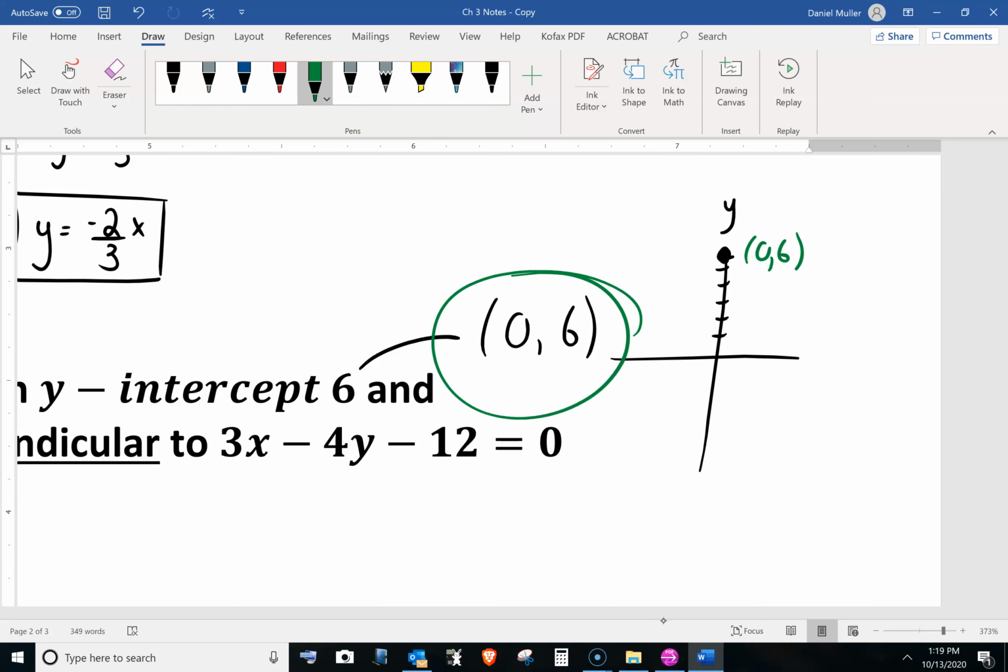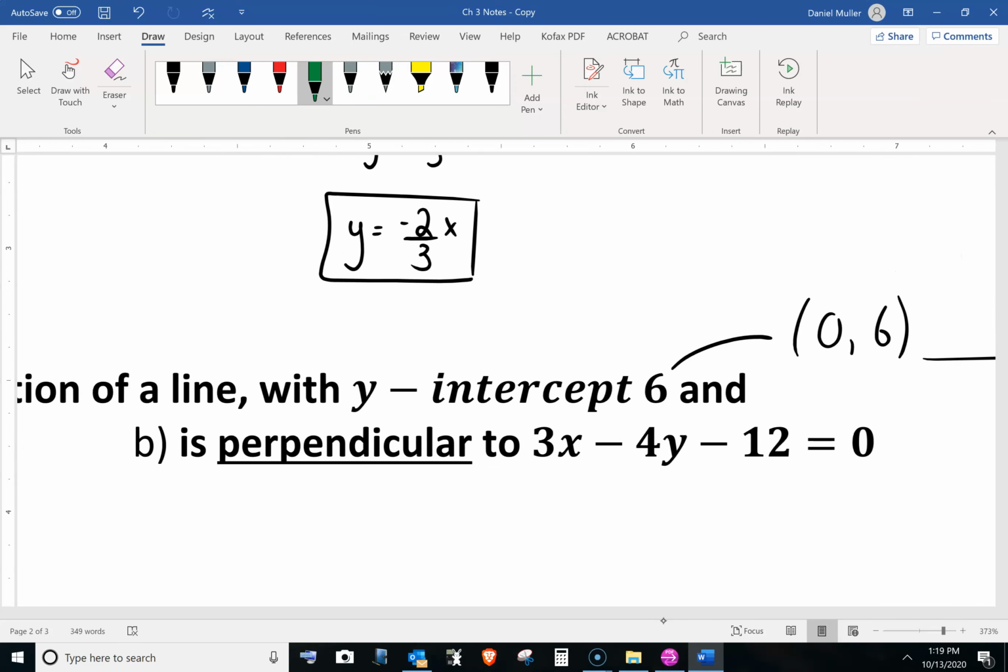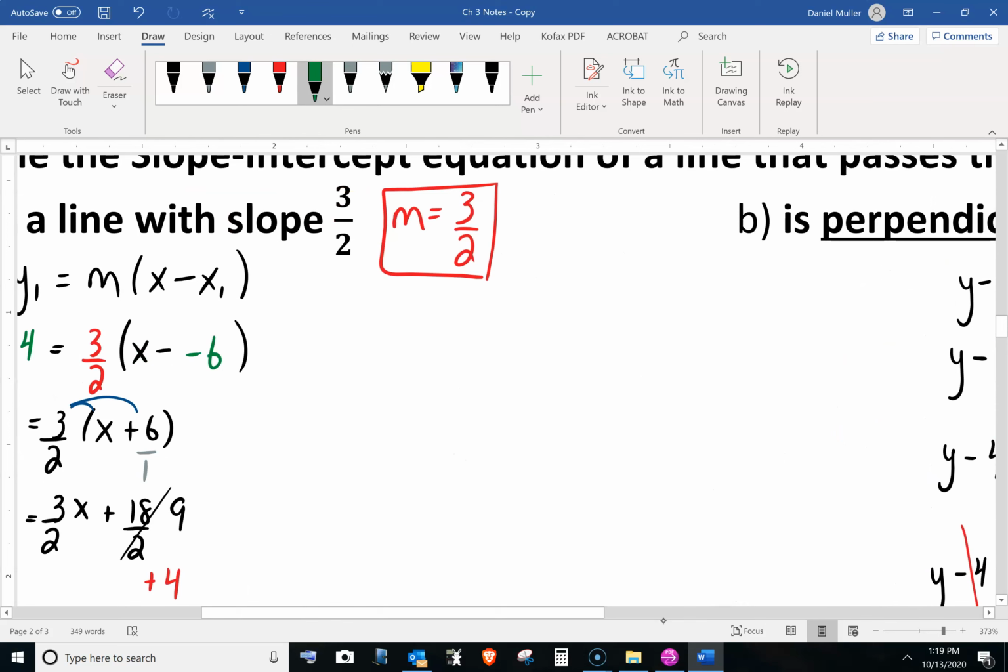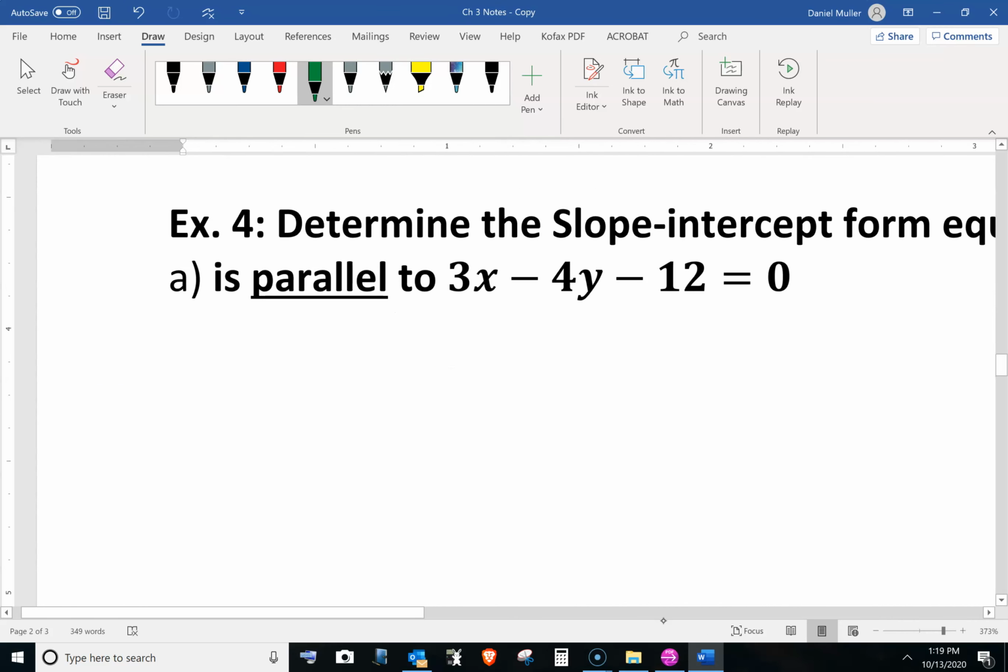If I was writing a test, I could just say (0, 6), but this question wants you to know that the y-intercept is (0, 6), so it makes it a little bit more complicated. And the other one here, these ones told you it had a parallel slope to this, 3 over 2. But I don't even know what my slope is here. I can't even read it.